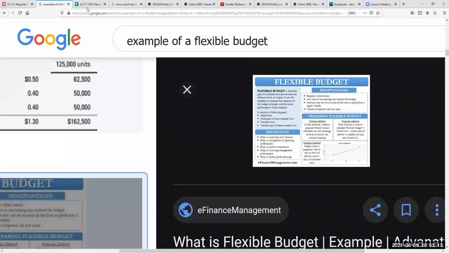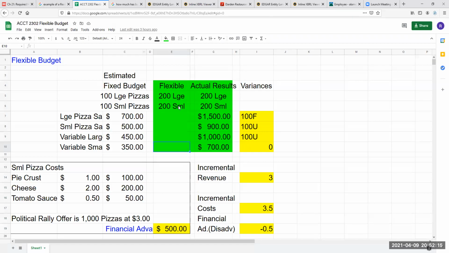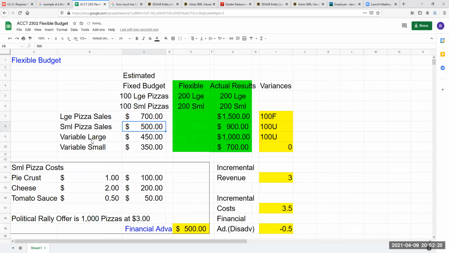All right. So let's look at one I created here. Let's just say you sell large pizzas for $7 and small pizzas for $5. And the variable costs, these cost you $4.50 and these cost you $3.50. So now your actual results are you sold 200 large, 200 small that night, $1,500, $900 there, and these cost you $1,000, that cost you $700.